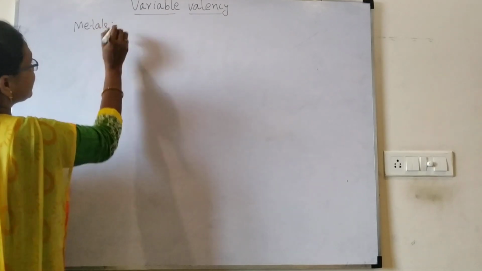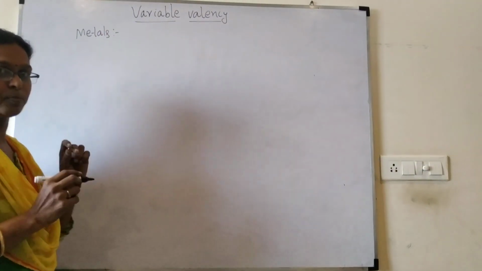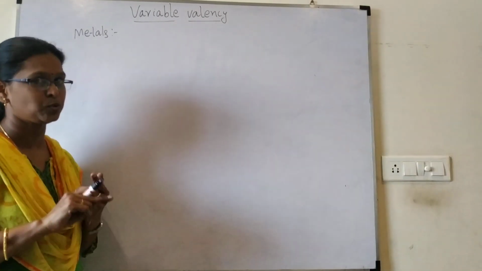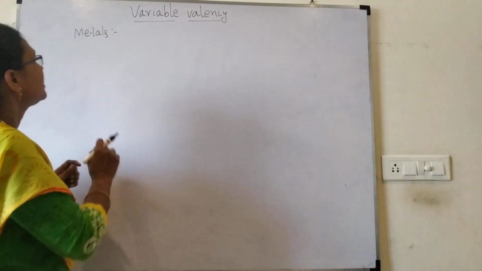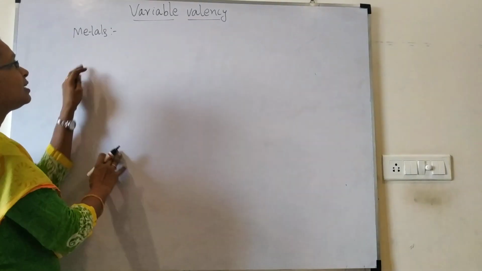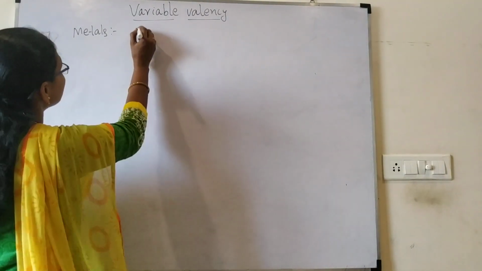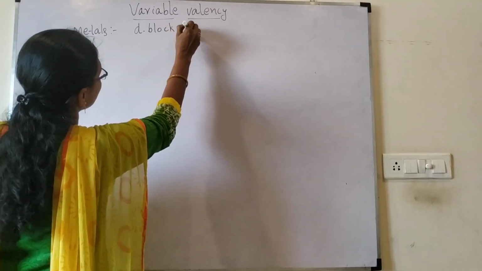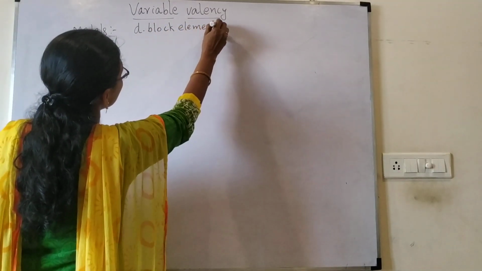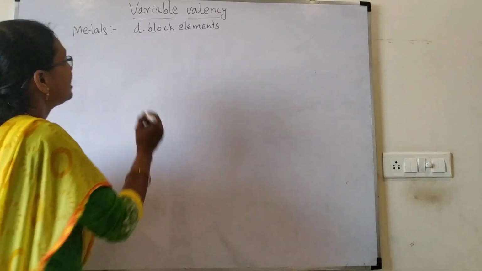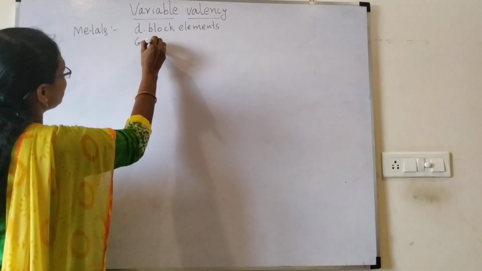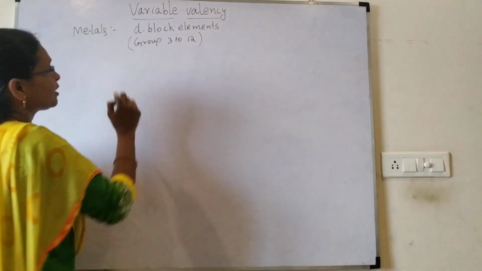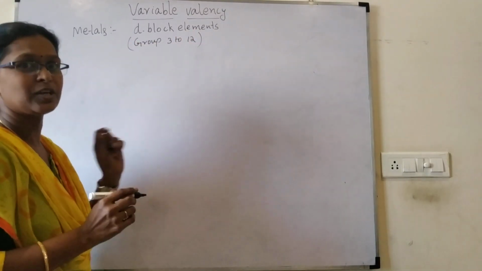What do we know about the metals? Metals are electropositive, right? And metals have valence electrons 1, 2 or 3. In the same way, when you are considering some metals, especially D block elements, D block elements will have a variable valency. D block elements, we can say group 3 to 12 in the periodic table, and they are located in the middle of the periodic table.